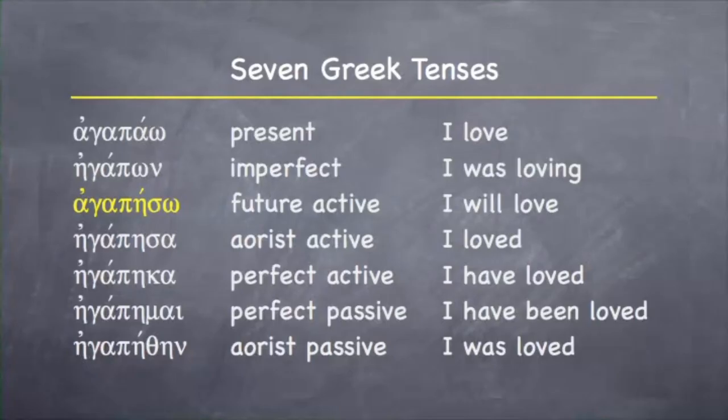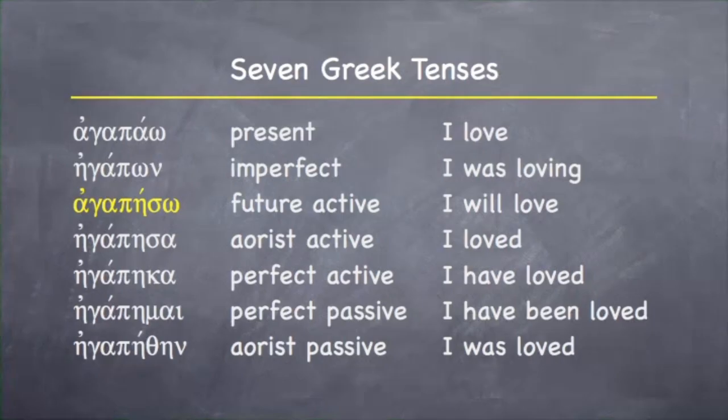The top one, the top row, is the present. It's agapao. Agapao means I love. Okay, no big deal. You go down to the third line and you have agapeso. So how did you form the future active? Well, you lengthened the final contract vowel in this word's case, but you added a tense formative, you added the sigma, so agapeso means I will love.